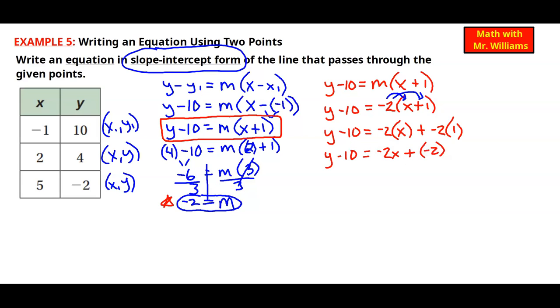All right, let's draw our line of equality. Now we're going to remove that minus 10 by adding 10 to both sides. The 10's cancel. y equals -2x. -2 plus a positive 10 will get me a positive 8. So now I have my slope-intercept form of a line that passes through the given points.